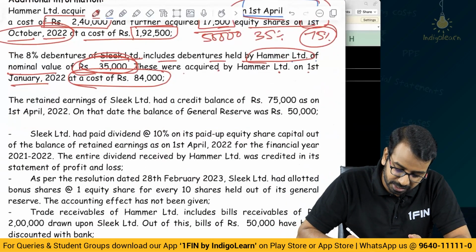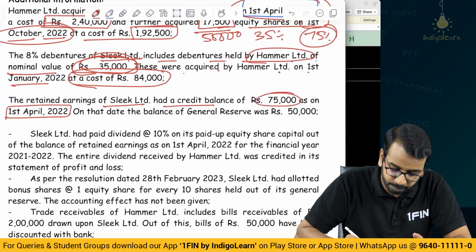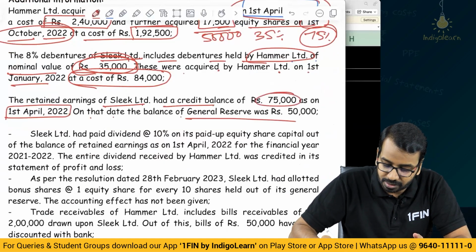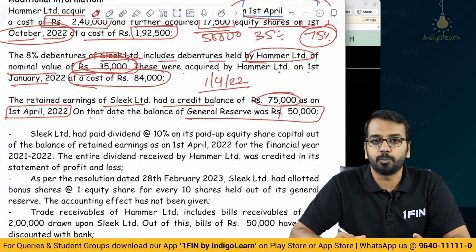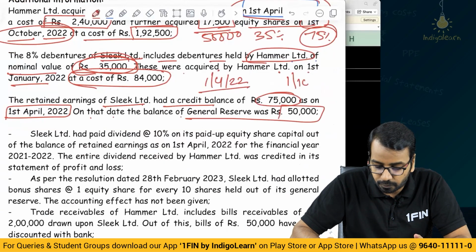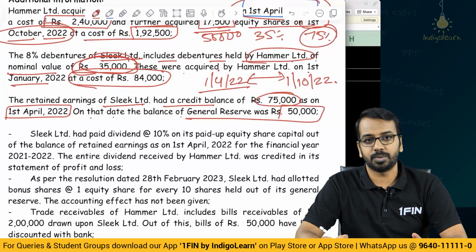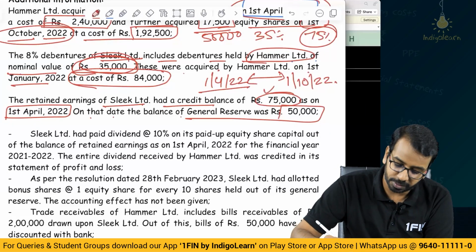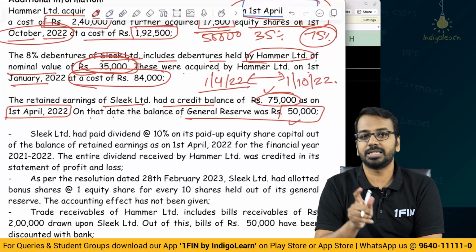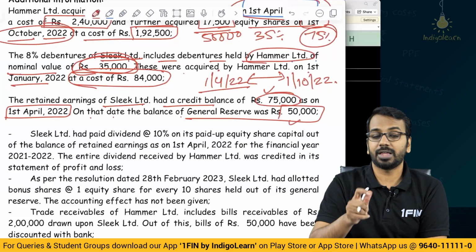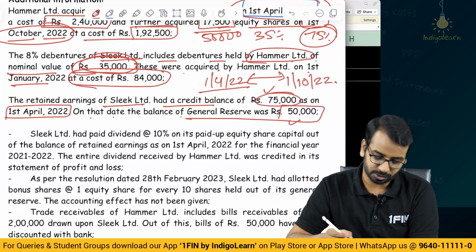Then the retained earnings of Sleek Limited had a credit balance of 75,000 as on 1st of April of 22. On that date, the balance of general reserve was 50,000. So this is on 1st of April of 22. We acquired on 1st of October of 22. So we need to know how much profit have we earned in this period. How will we calculate that? This opening balance, you will compare that with the closing balance. The difference is earned throughout the year. Out of that, half of it will be pre-acquisition, half of it will be post-acquisition.